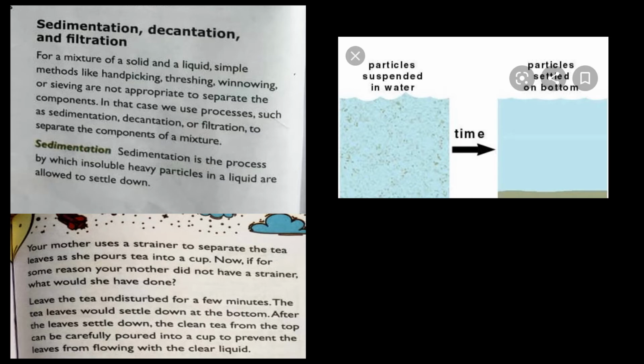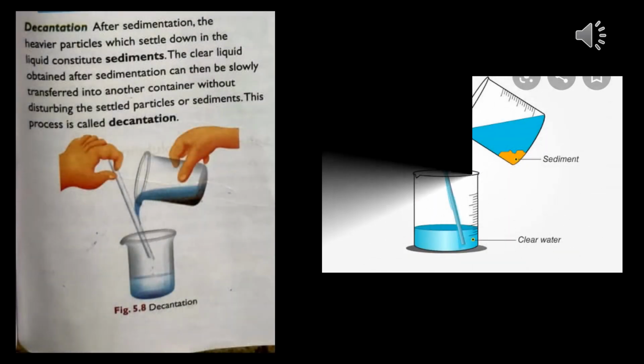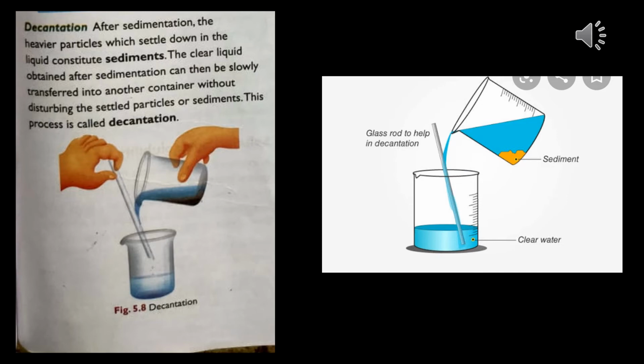The next process that we are going to talk about is decantation. After sedimentation, the heavier particles which settle down in the liquid constitute sediments. That means they will be known as sediments. As you can see in the picture on the screen, the clear liquid obtained after sedimentation can then be slowly transferred into another container. You will be able to see in the picture that there are two containers, one with the mixture, and another where the pure water is coming through.